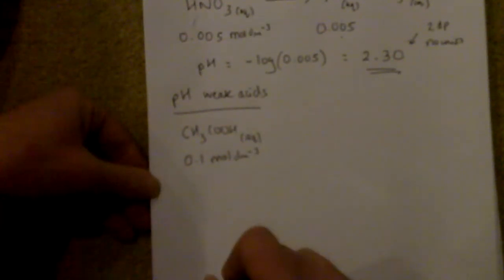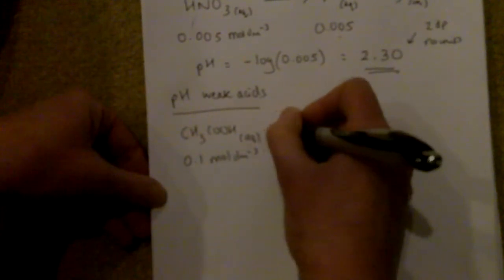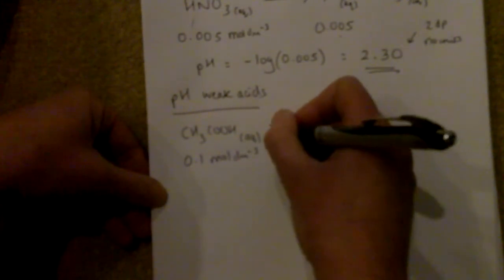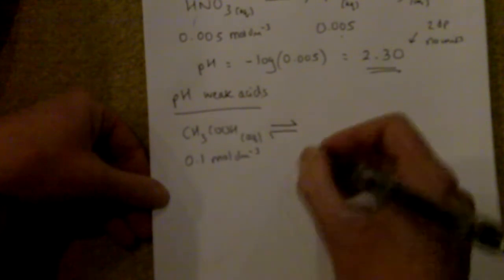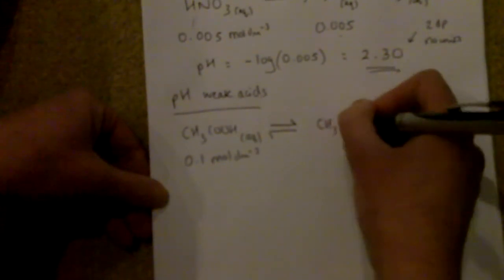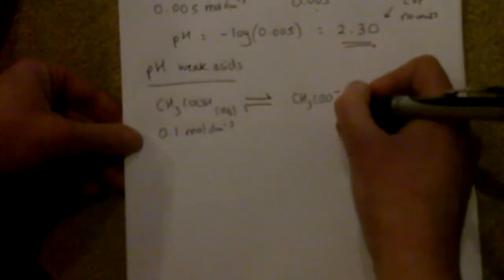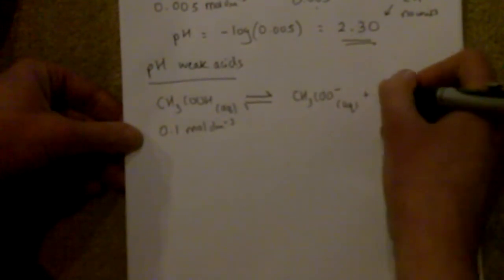How do you work out the pH of weak acids? Okay, so let's say, for example, you've got some ethanoic acid, concentration, let's say 0.1 moles per decimeter cubed. Now a weak acid partially dissociates into ions, so it's in equilibrium, so it partially splits up into ions. So you've got the ethanoate ion and you've got the H+ ion.